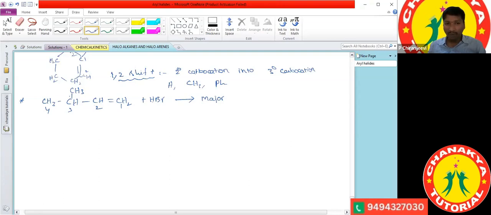Why, sir? Whenever bromine attaches to the second carbon, that carbon gets a secondary carbocation. But we can convert the secondary carbocation into a tertiary carbocation by a 1,2 shift from the neighboring carbon atom. If the hydrogen is shifted to this carbon atom, this carbon gets a positive charge and becomes a tertiary carbocation. Tertiary carbocation is more stable than secondary. That's why bromine is going to be attached to the third carbon atom.